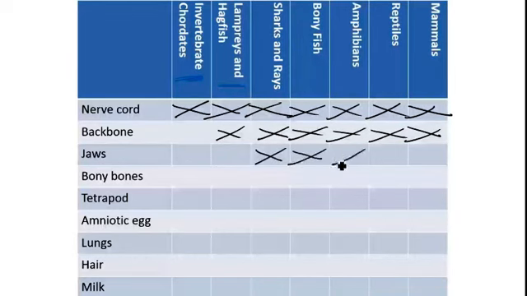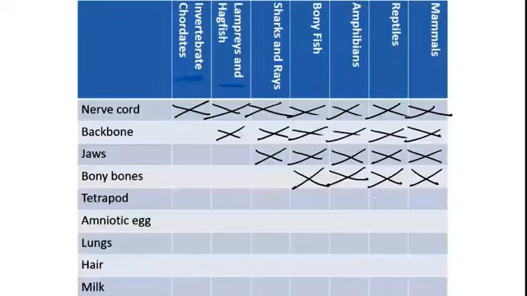The first group that has jaws is the sharks, so that makes it really easy to remember that sharks have jaws. However, sharks do not have bony bones. They do not have bones that are made out of bone. They have bones that are made out of cartilage, so they would be excluded from this feature. Tetrapods include those groups that live on land, so that would just be the amphibians, the reptiles, and the mammals.